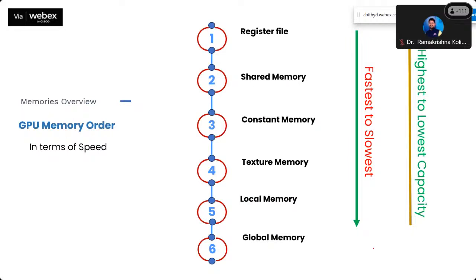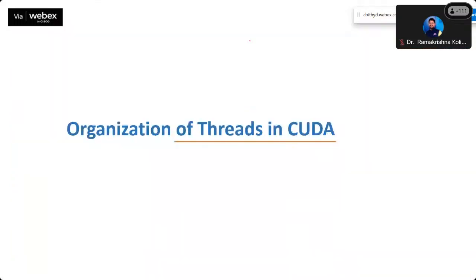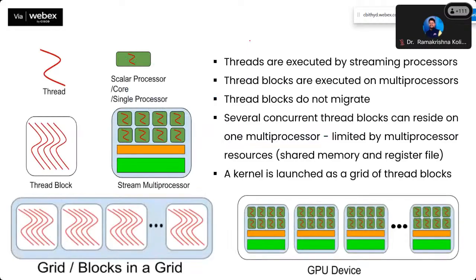Similarly, in terms of capacity, it is the reverse. Global memory capacity is always very high, and register capacity is always very low because register files are very close to the execution cores. So these are the descriptions I have mentioned. Participants can read about it. I will just go to the important part, the organization of threads in CUDA.